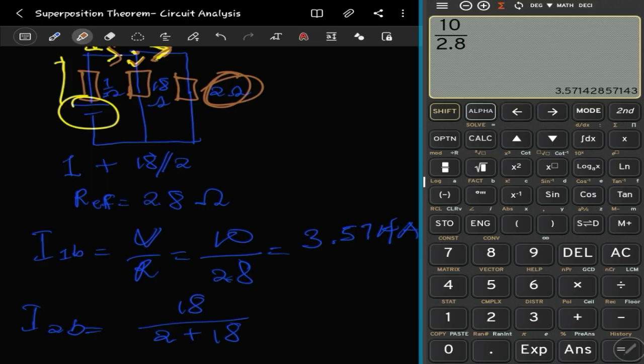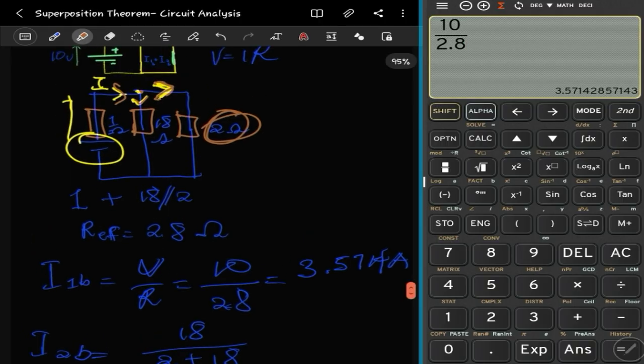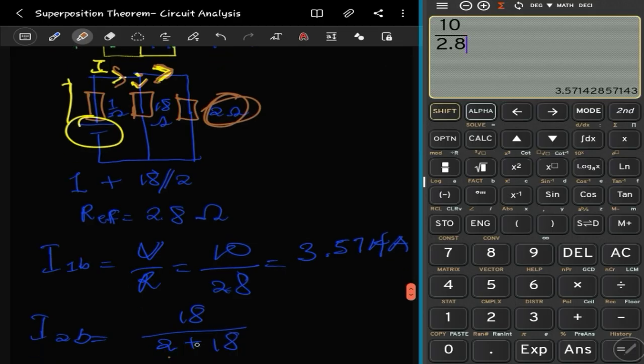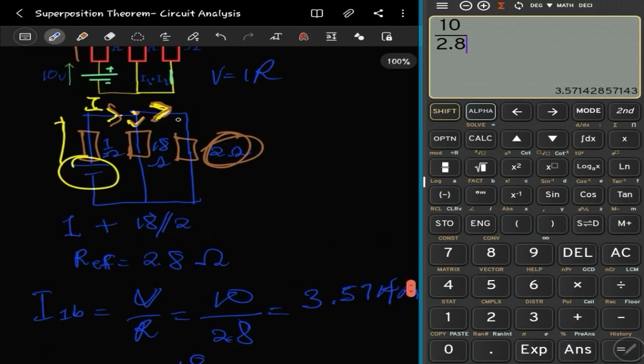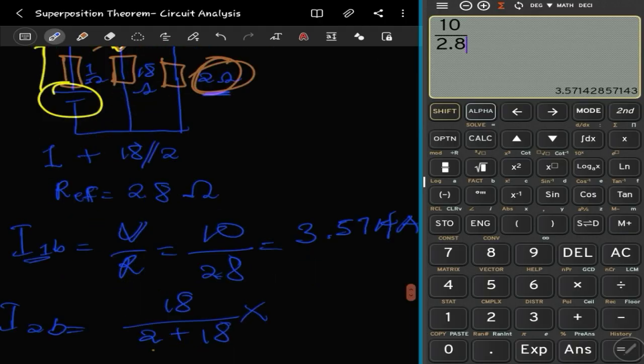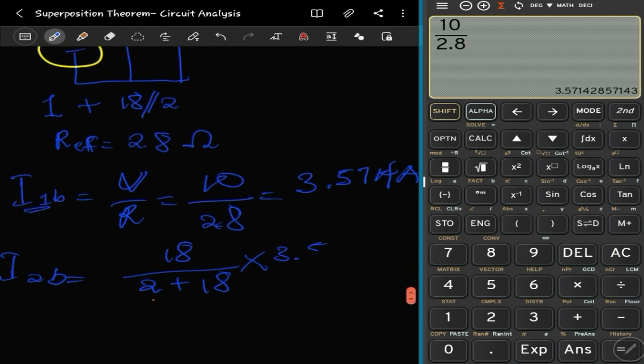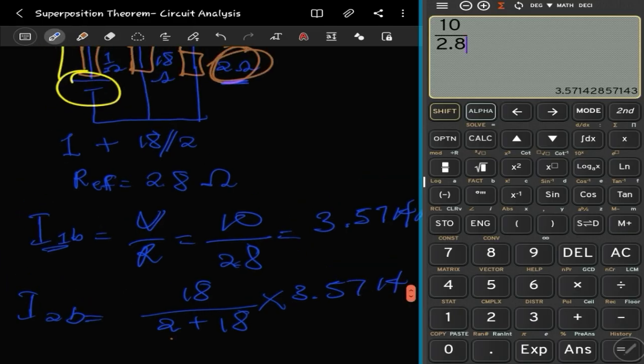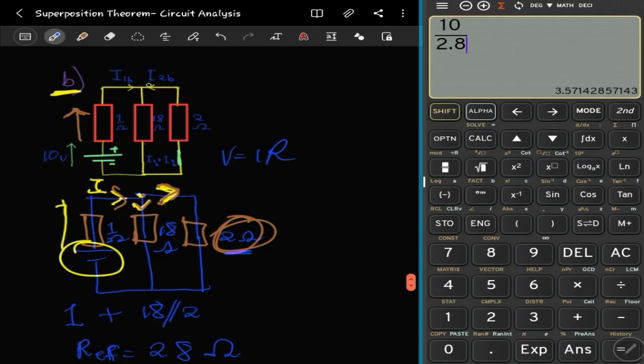So our interest is actually to find the current passing through this 2 here, which is this one right here. So we use the opposite, as in the other resistance, which is the 18. Put the 18 as the numerator, and the down will be the sum, right? Then the current division, the part of the current that's going to the 2. So we just do a multiplication here times the actual current that splits, for us to get the current passing through the 2 here. Right? So the actual current is the I1B, which is 0.5714, right?